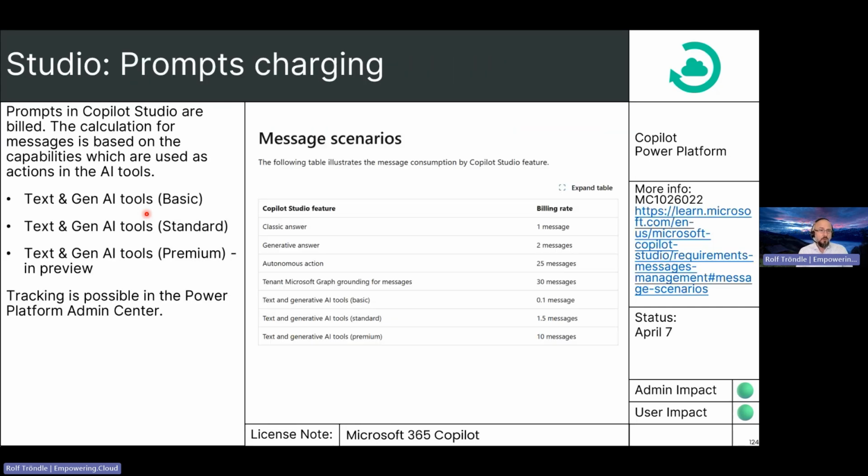Then Copilot Studio will now start the prompts charging, so the calculation of prompts in Copilot Studio will be billed based on messages and types of messages you're using. Like a classic answer will be billed as one message, and if you're doing an autonomous action, then there will be a billing rate of 25 messages. If you want to track this billing, you can do this from Power Platform Admin Center.